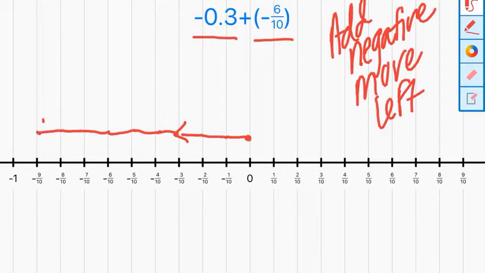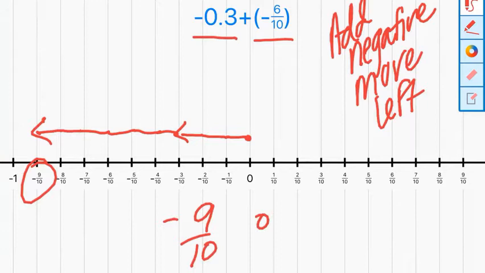Remember, this is a tenths number line. So I end up at negative 9/10. I can write it in fraction form or in my decimal form, as you can see below. Let's try another one.